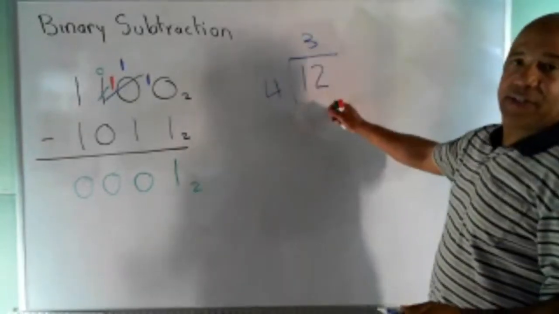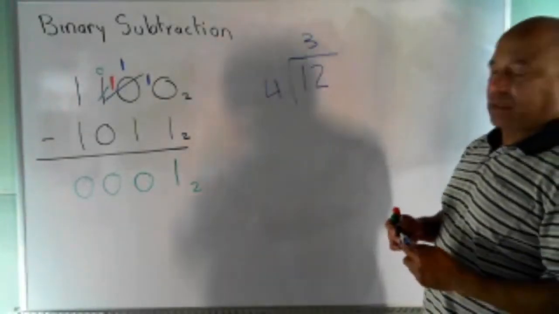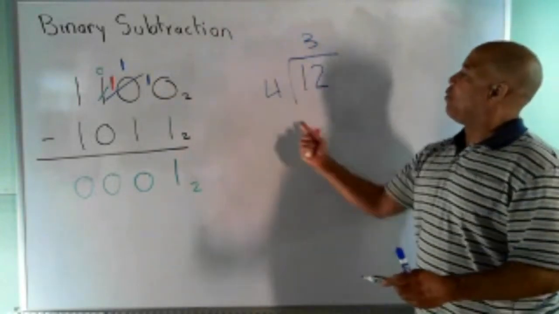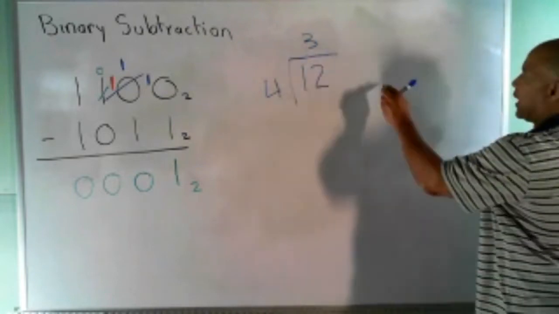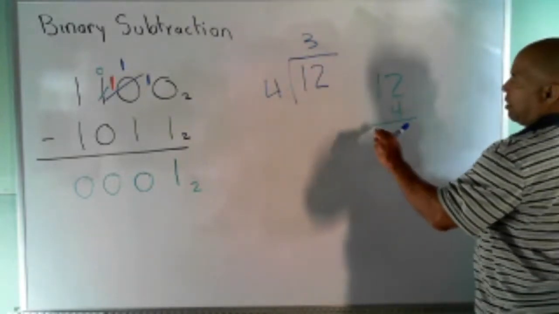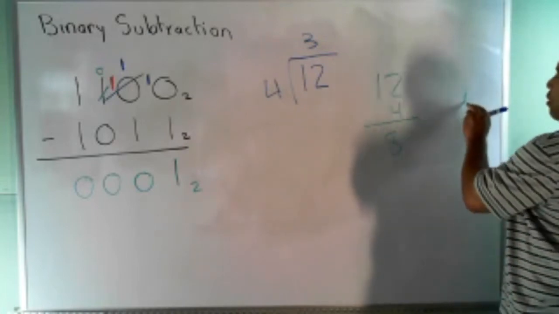But all division is a fast way of doing subtraction. Because what you're really saying is, I want to see how many 4s there are in a 12. So you say, all right, I've got 12. I'm going to take 4 out. That's going to leave me 8. So I know I've got one 4 in there.